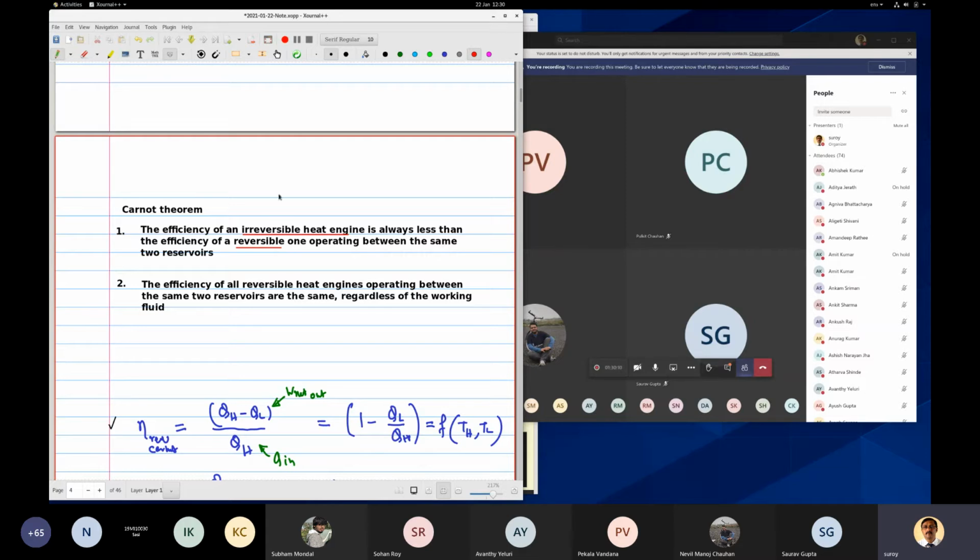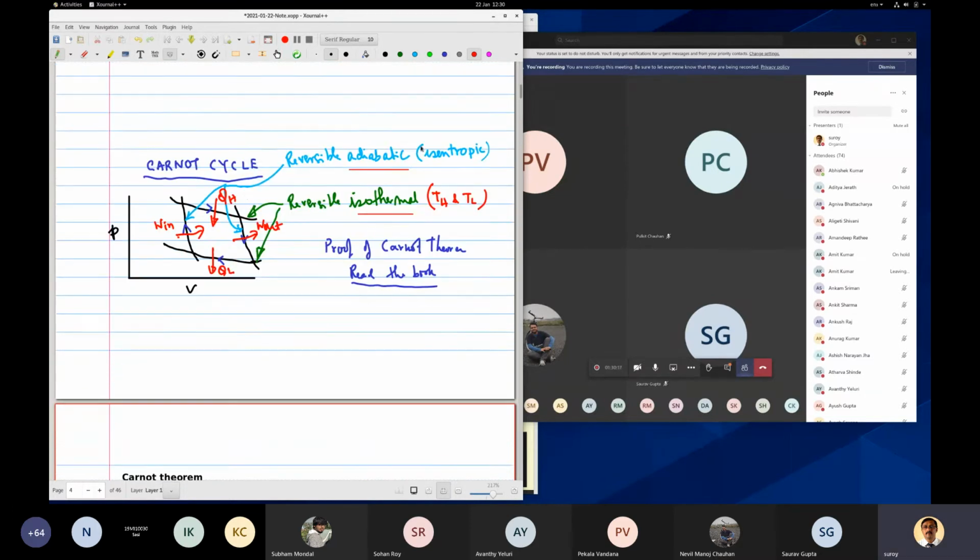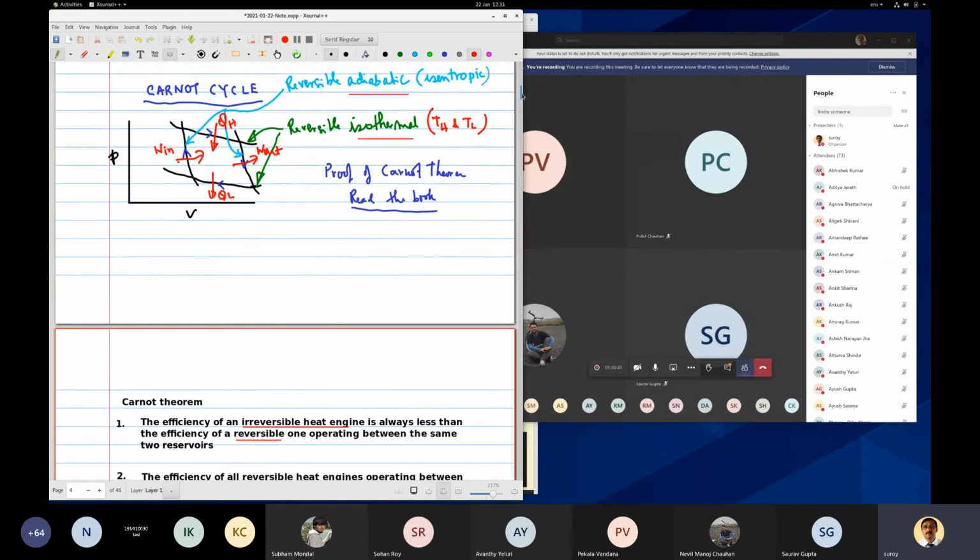So if we talk about the Carnot engine, right? It is operating between two temperatures, TH and TL. It is receiving heat from the TH, high temperature, and giving out heat to the low temperature. So if we have cycles which operate between these two temperatures, then the cycle that is reversible will give you maximum efficiency.